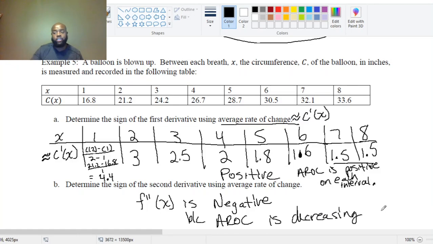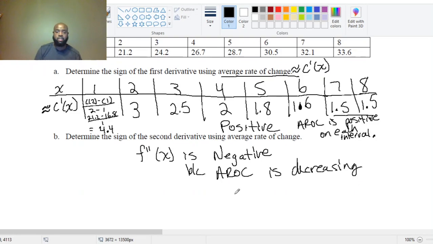And remember, your average rate of change is your estimate of f prime. And so when f prime is decreasing, we know f double prime is negative.